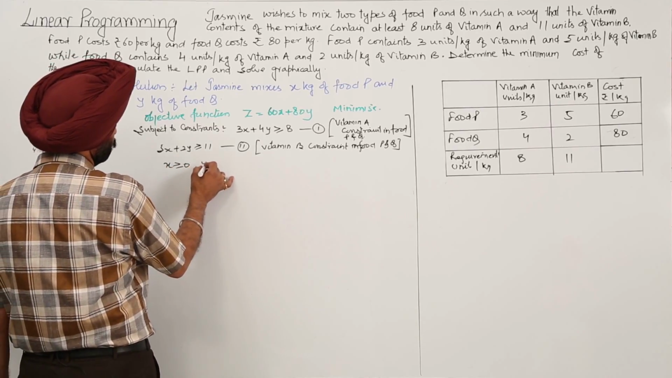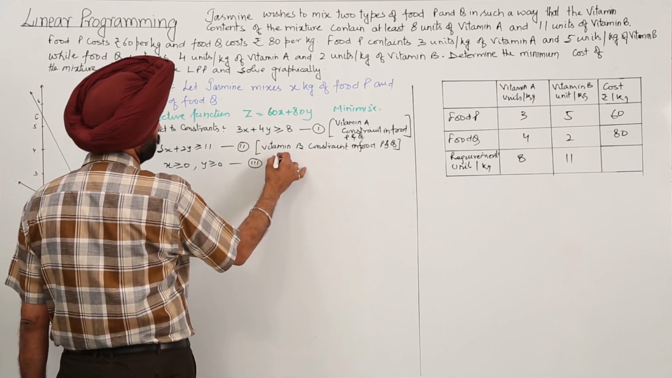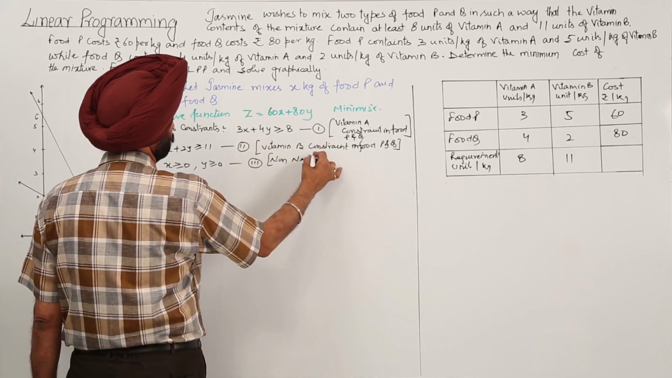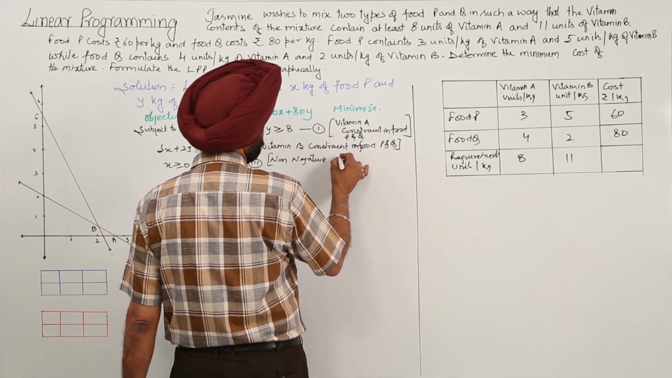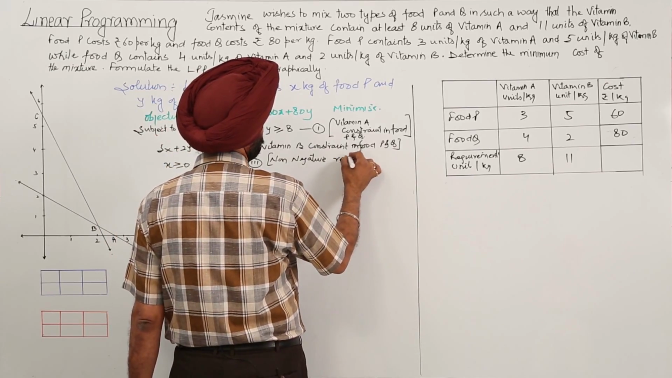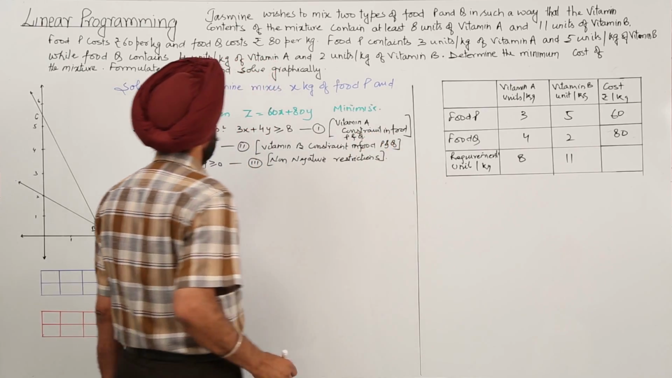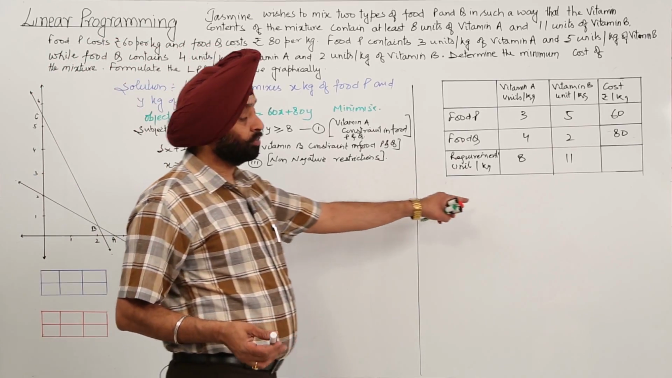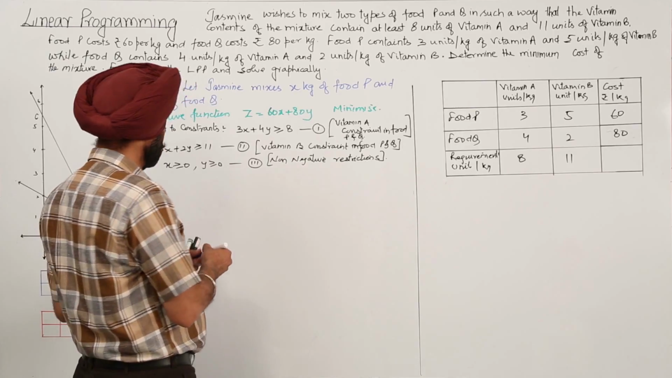And obviously we are having x greater than 0, y greater than 0. Third, non-negative, you can write constraints or you can write restrictions, non-negative restriction. Now these are the three equations. Okay, so by this table now easily we can move like this.